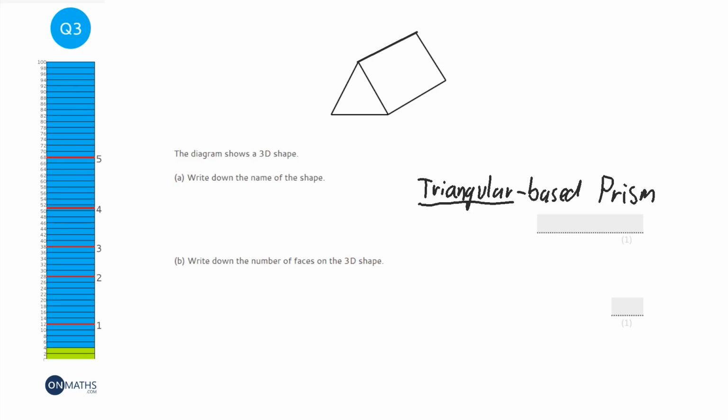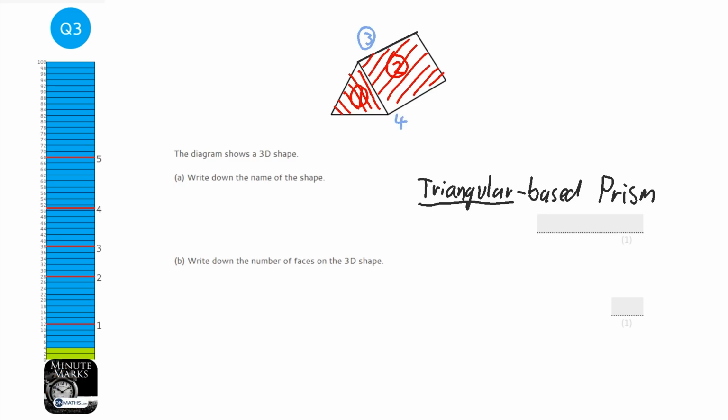It says write down the number of faces. The face we can see here is a triangle, so that's one. Then we've got one along here, which is a rectangle. So we've got two that we can see, but there is also going to be a third one round here, which is also going to be a rectangle, a fourth one at the bottom, which is going to be a rectangle, and then a fifth one round the back, which is going to be a triangle, just like number 1. So in total there are 5 faces.